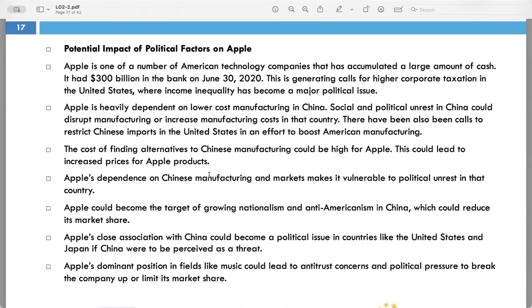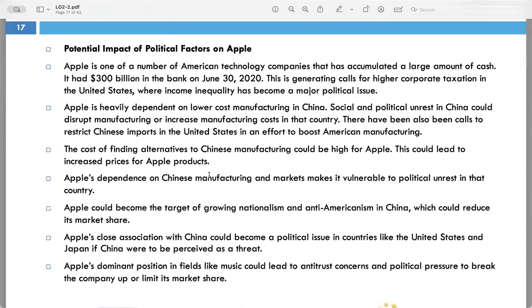Finding alternatives to manufacturing in China could be expensive for Apple, which could be a problem for the company. So there is a possibility that this will result in higher prices for Apple items as a result of reliance on Chinese production and market.